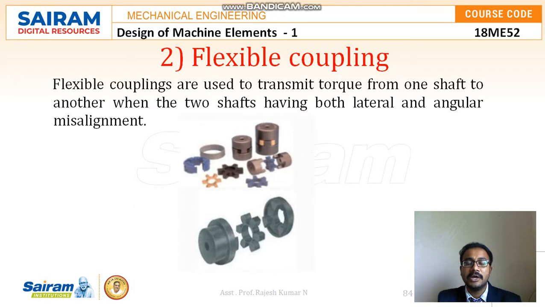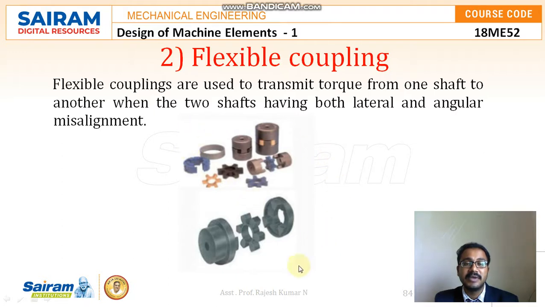So flexible couplings are used to transmit torque from one shaft to another when the two shafts have both lateral and angular misalignment. In the previous type we discussed, the shafts should be collinear and even coplanar, but practically most conditions will not meet such requirements. Under those conditions, we can go with these kinds of flexible couplings, which are exclusively designed for both lateral and angular misalignment.